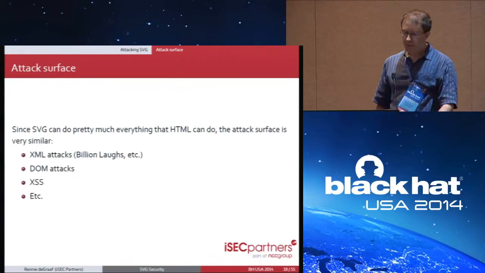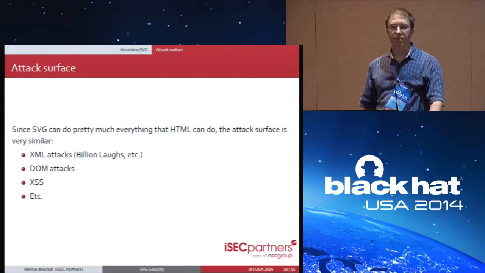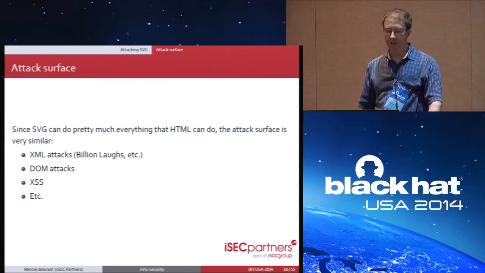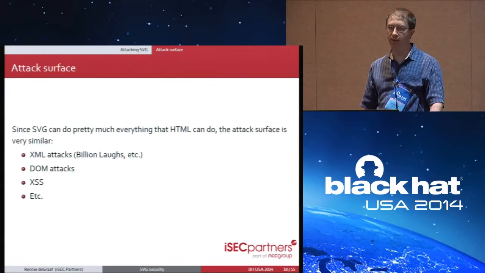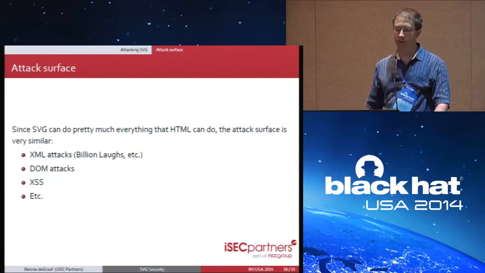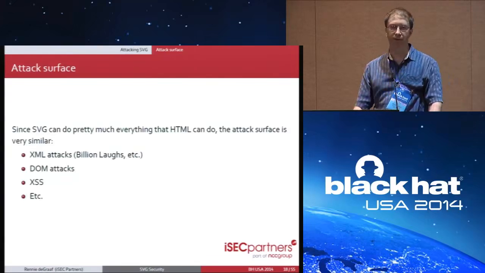So since SVG can do just about anything that HTML can do, the attack surface is very similar. You can do XML attacks like your billion laughs or your various other entity-based attacks. You can attack the DOM using JavaScript. If there's any user input that's put into that SVG without being properly filtered, you can do XSS and all the other sorts of things that you're probably familiar with if you're familiar with web security.